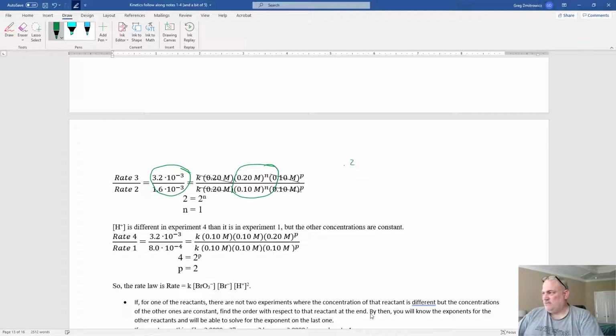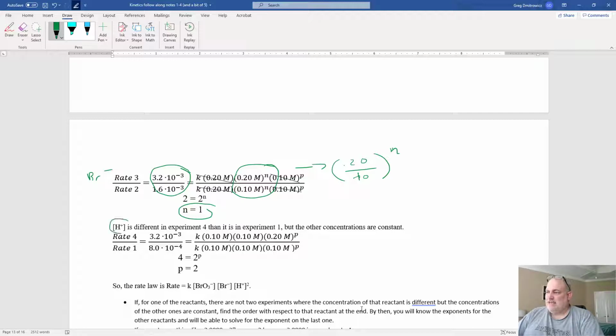Again, let me remind you, if you have 0.2 on top of 0.1, oops, that's 0.1, and all of that is raised to n, and each of those is n, it's the same as writing this. So this is the same as raising the entire thing to n. So when they do the math on this, again, you end up with 2 on one side and 2 on the other side, and your n value is equal to 1. So we say it's first order with respect to Br.